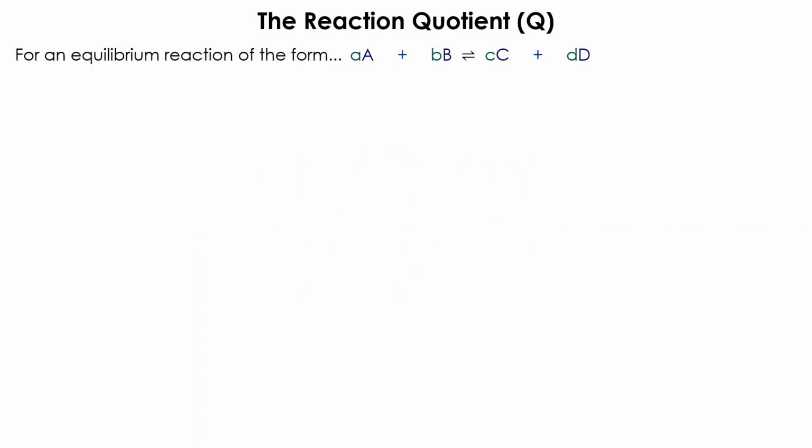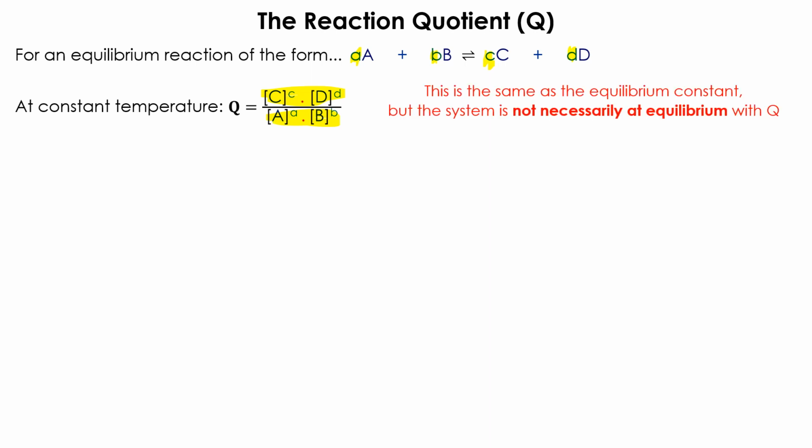For an equilibrium reaction of the form aA plus bB giving cC plus dD, where the small letters are referring to the coefficients of both reactants and products, at constant temperature, Q is equal to the concentration of the products to the power of their coefficients over the concentration of the reactants to the power of their coefficients. This is the same as the equilibrium constant Kc.